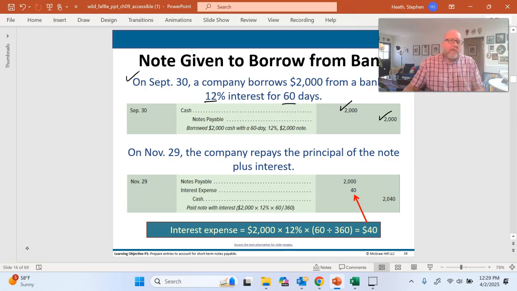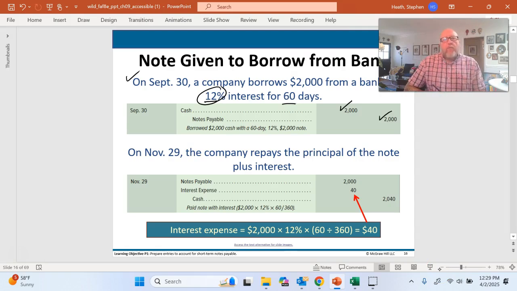Note payable is a liability. We already know that. If I want to increase a liability, I would do it with a right side of the T account. We know that as well. All right. And again, at the time that we borrow the money, we don't worry about any interest.